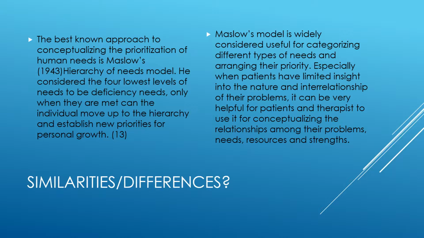Maslow's model is widely considered useful for categorizing different types of needs and arranging their priority, especially when patients have limited insight into the nature and interrelationship of the problems. It can be very helpful for patients and therapists to use it for conceptualizing the relationship among the problems, needs, resources, and strengths. Can you see some similarities or differences?